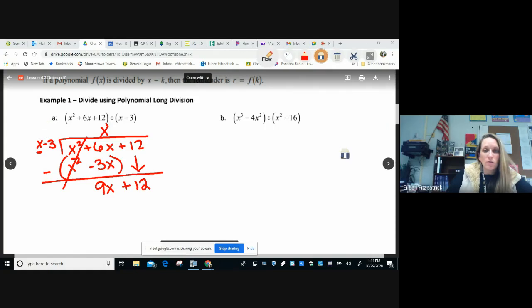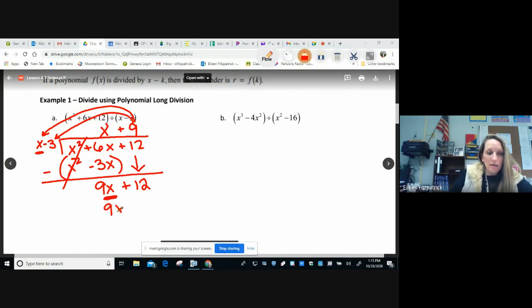So then you look at what's left, which is the 9x plus 12, and you ask yourself, what do I have to multiply x by to get 9x? You have to multiply by a 9. So you put that 9 up here, and now you distribute the 9 to both terms of the divisor. So 9 times x is 9x. 9 times negative 3 is a negative 27.